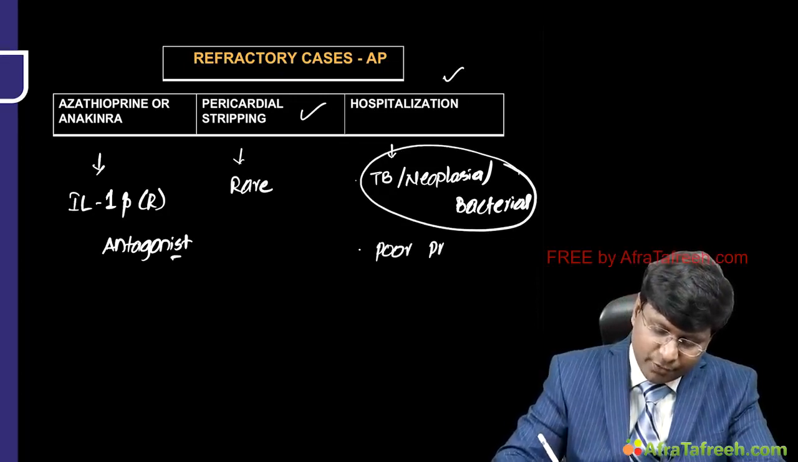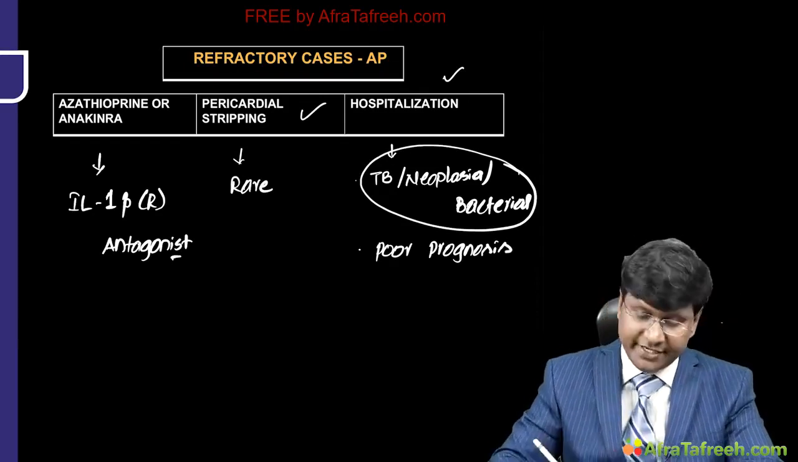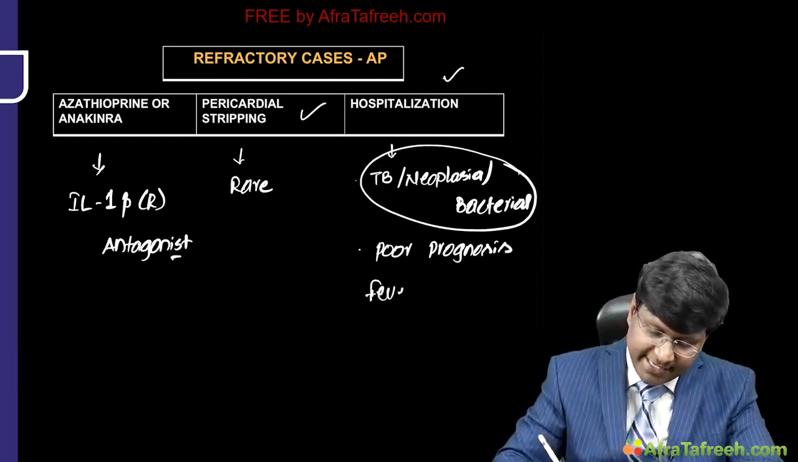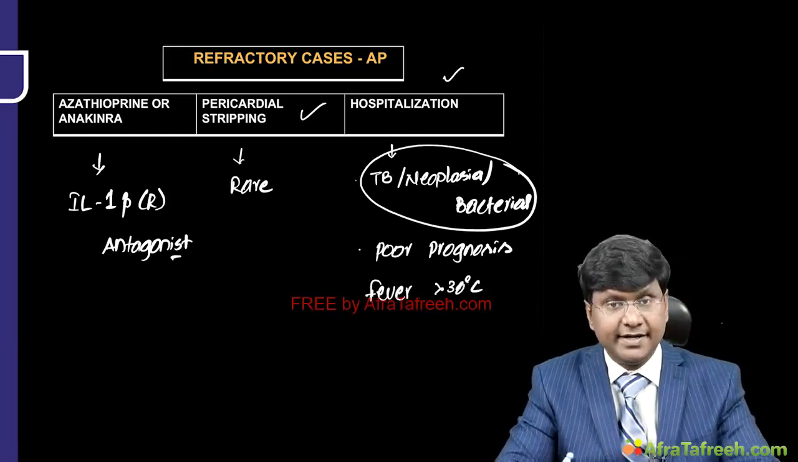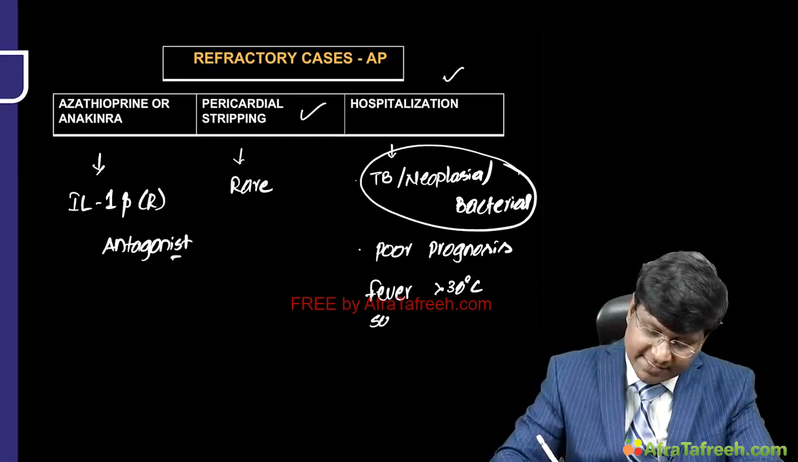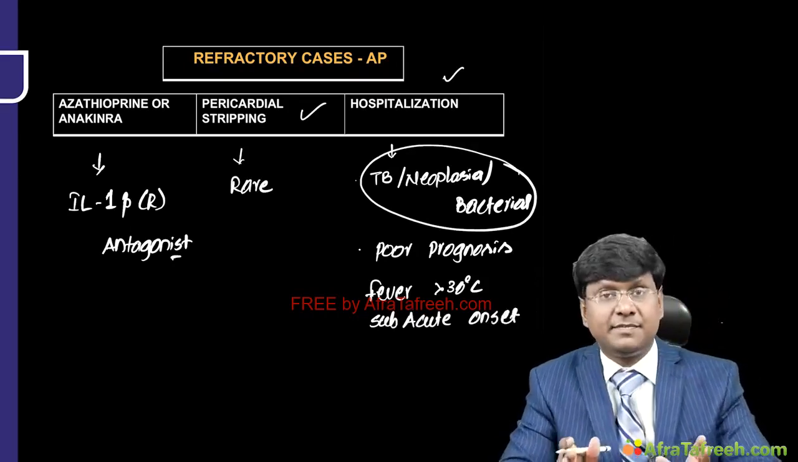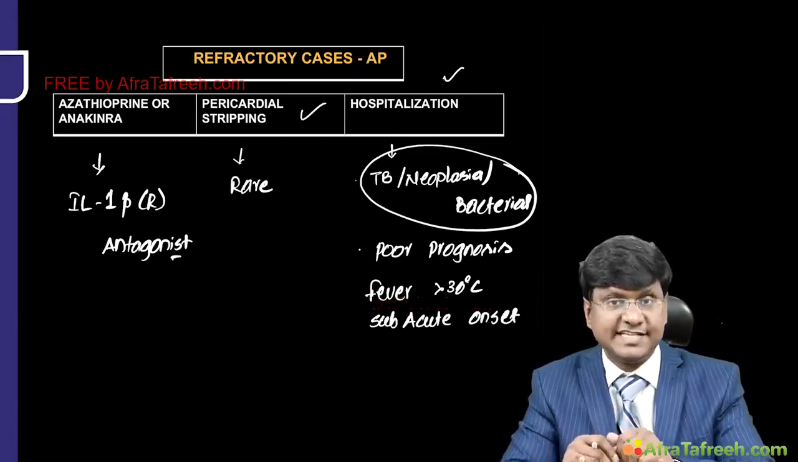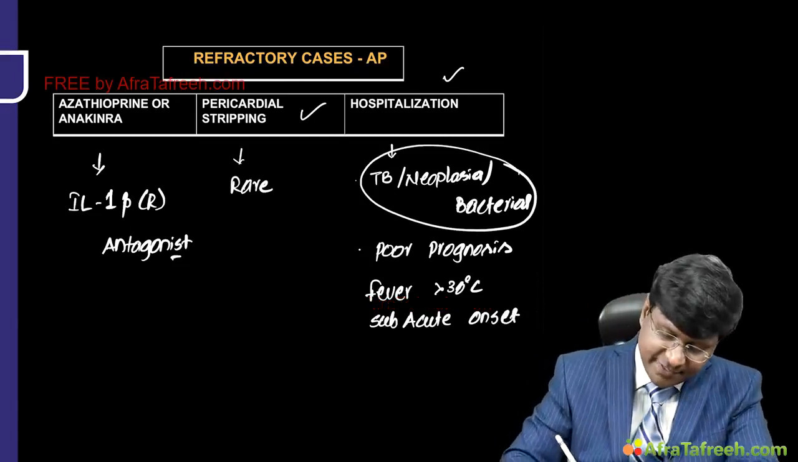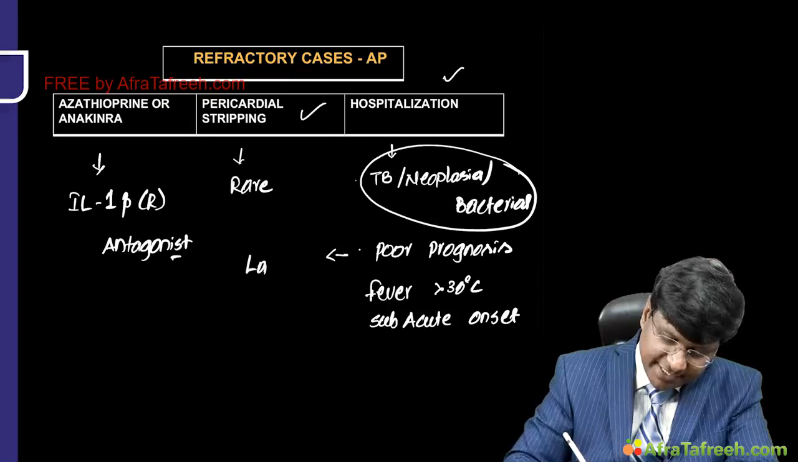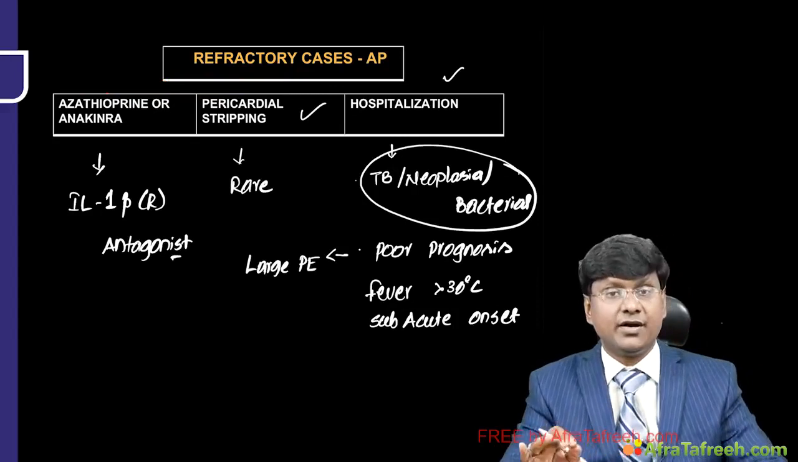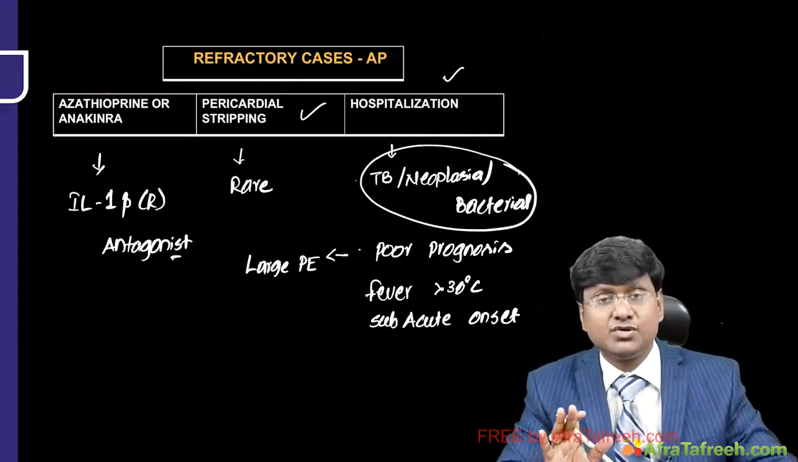And what will be the poor prognostic factors where they require hospital admission? If the individual has developed fever with the temperature more than 38 degrees centigrade, and it is subacute in onset, with the duration of the pericarditis around 6 weeks to 6 months, and if there is a large pericardial effusion on the 2D echo, then these patients require hospital admission and the prognosis is not that good.